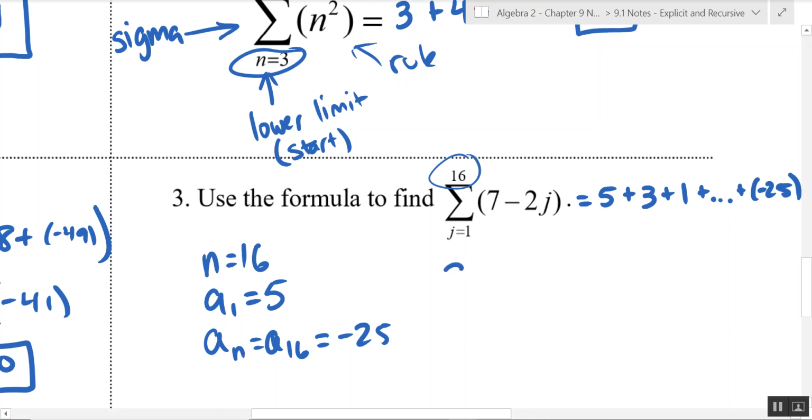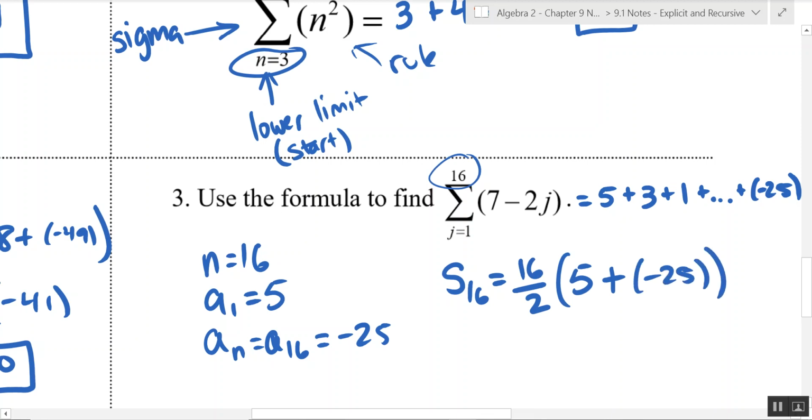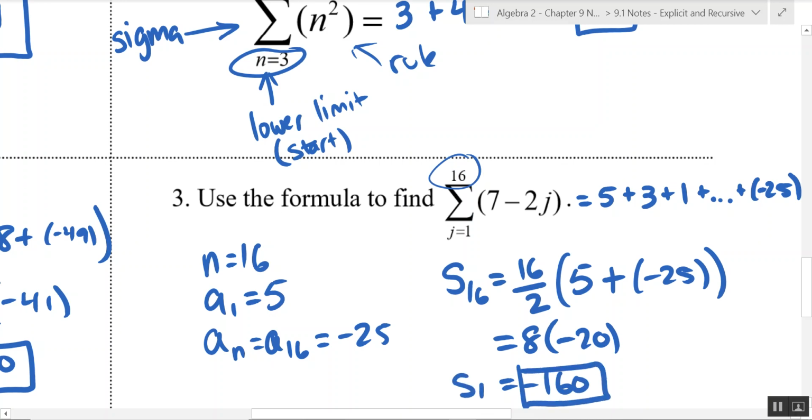So let's see if we can do that. The sum of the first 16 terms would be equal to our number of terms, which is 16 divided by 2, times our first term plus our last term. And we wind up with 8 times negative 20, or negative 160, which would be the sum of the first 16 terms in this series.